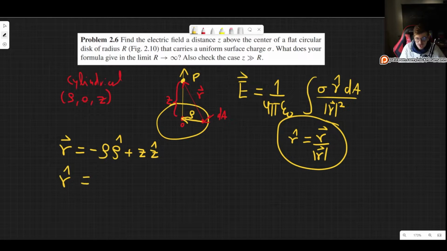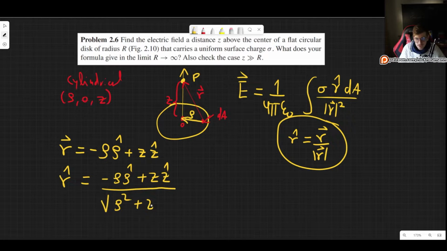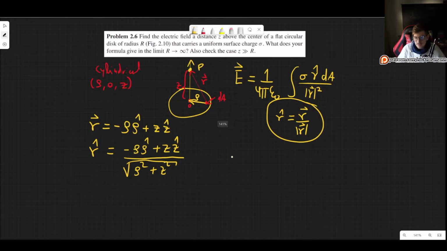Well, the unit vector is going to be this divided by the modulus. So we have minus rho in the rho hat direction, plus z in the z hat direction, and we divide this by the square root of rho squared plus z squared. Okay, so now we plug all of this in, and let's begin finding the electric field.